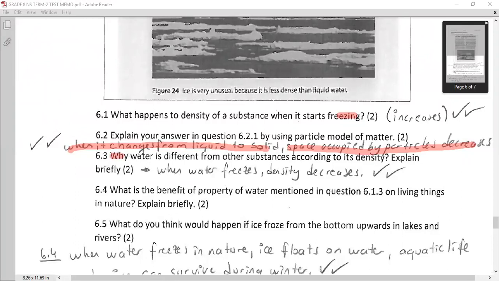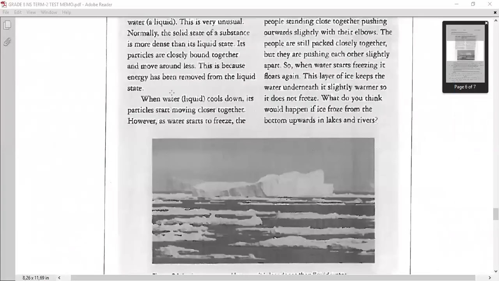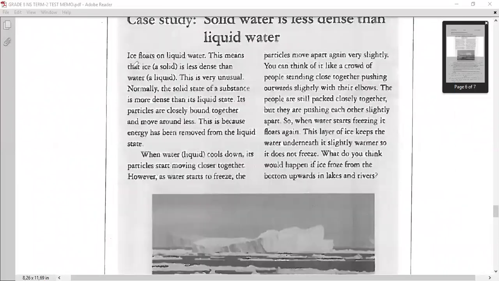6.3, why is water different from other substances according to its density? It is here. The ice solid is less dense than water. If you write this, you get full marks. As you can see, out of 3 questions, 2 answers are here. You don't need to know anything about the property of water when it changes from liquid to solid, solid to liquid. There is no need to know this. The answer is already here.